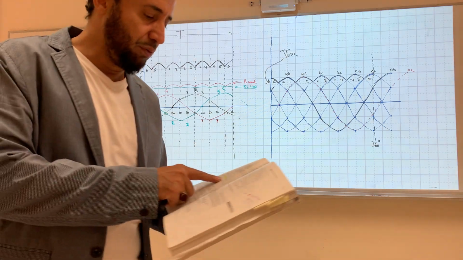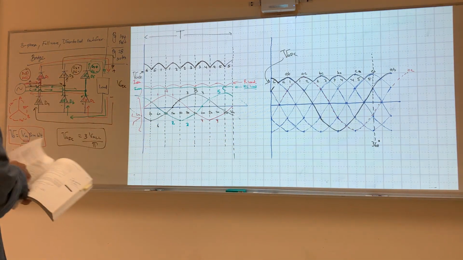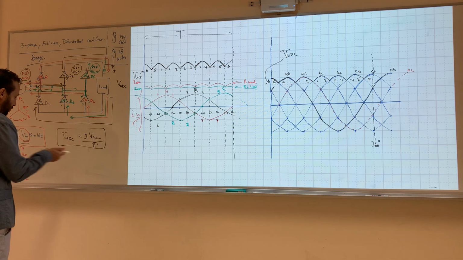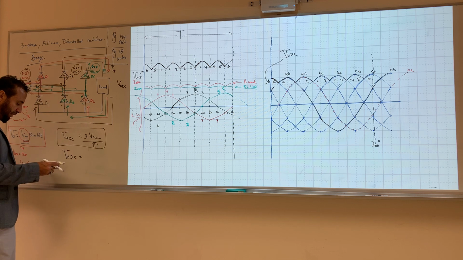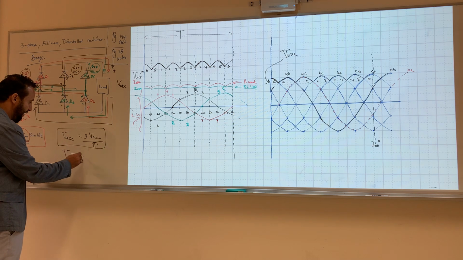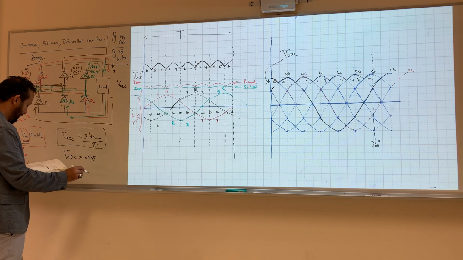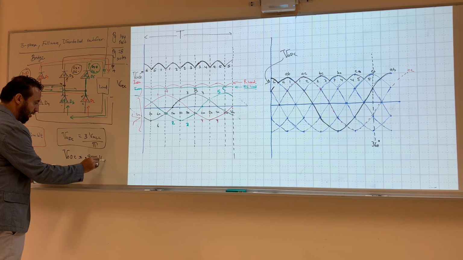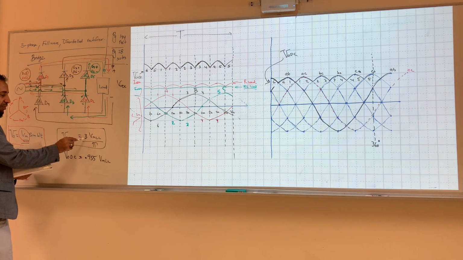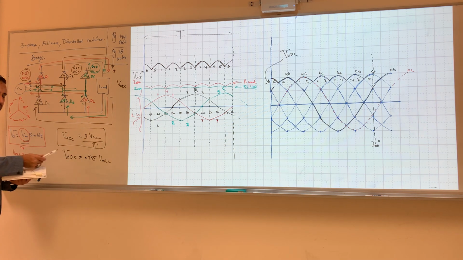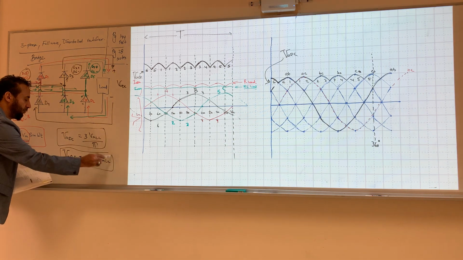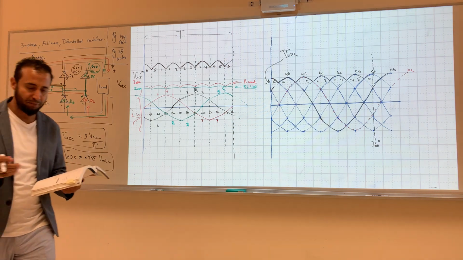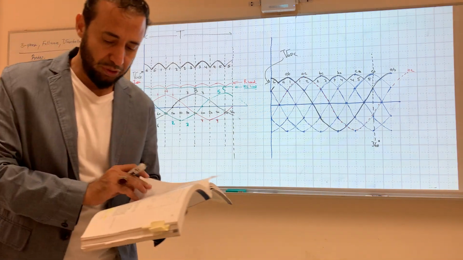This is the equation, which is the same one on page 146. You can also replace this equation by V out DC equals 0.955 Vmax line to line. Because if you divide 3 by pi, you know that pi is 3.14, you will get this. So this is the same equation. If you have Vmax line to line, you just multiply it by 0.955, and that's what you will get.